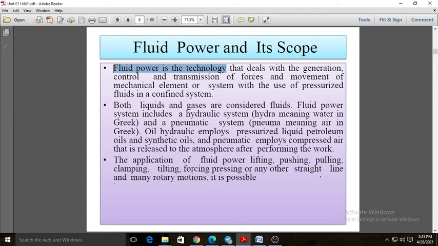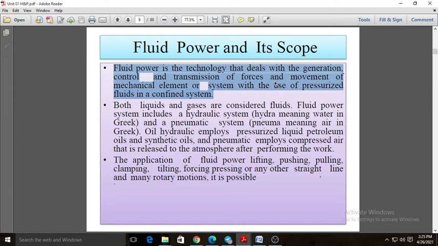Here, fluid power is a technology that deals with the generation, control and transmission of forces and movement of mechanical elements or systems with the use of pressurized fluid in a confined system. Confined system means the system is closed here. Both liquids and gases are considered as fluid. Here in pneumatics, the fluid is in the form of gas.